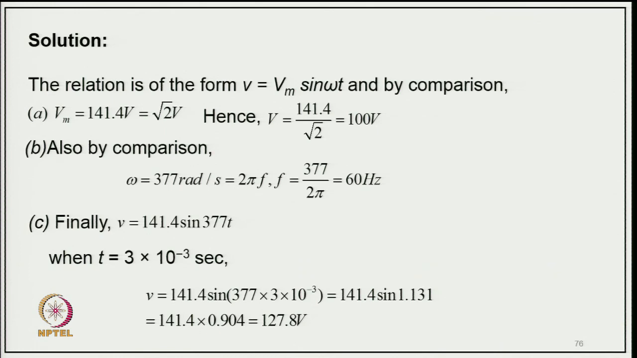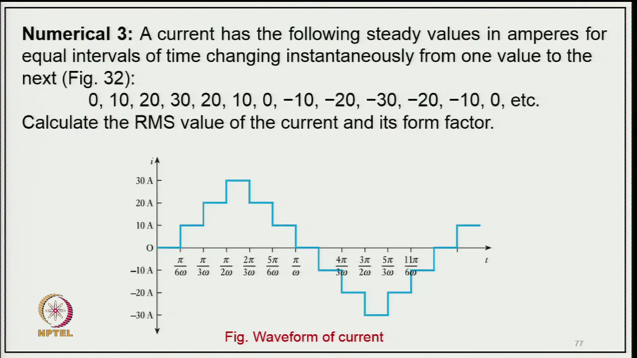So, V equals 141.4 sin(377 × 3 × 10^-3), that comes to 141.4 sin(1.31), and that is 141.4 × 0.904, which comes to 127.8 volts, the instantaneous value of the voltage waveform.